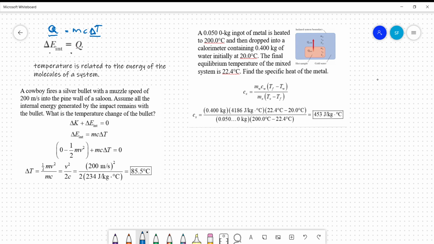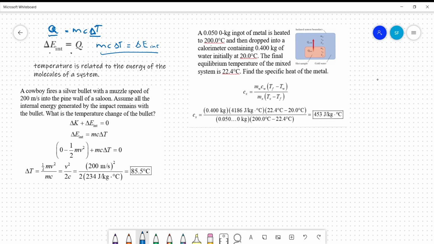So these two, mc delta T, are equal. The amount of energy to increase the temperature of the object is also used to increase the internal energy of the system. So these two can be equated. Now let's go through one example of how to apply this.